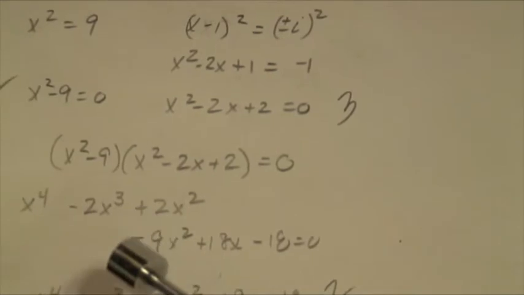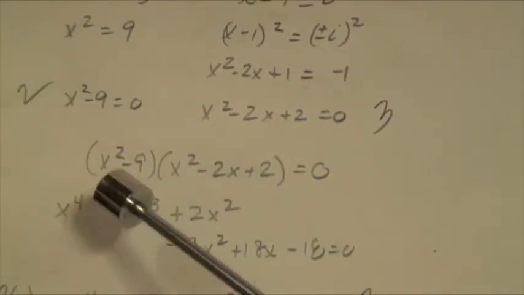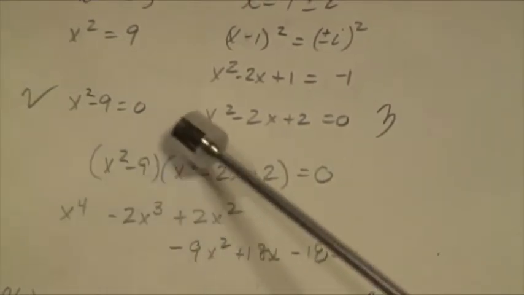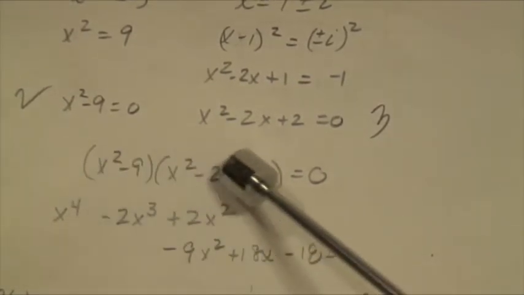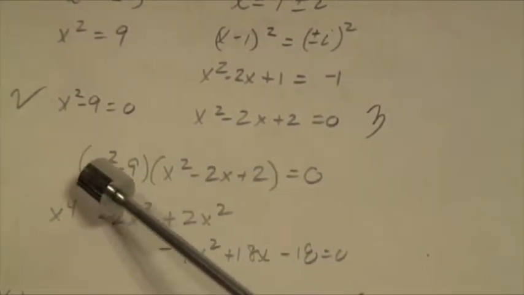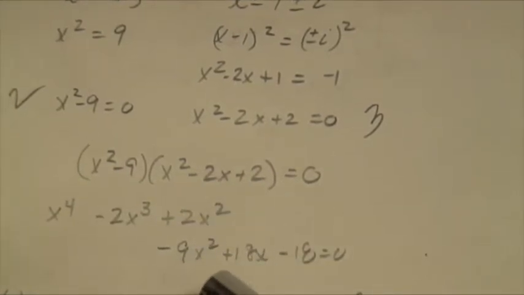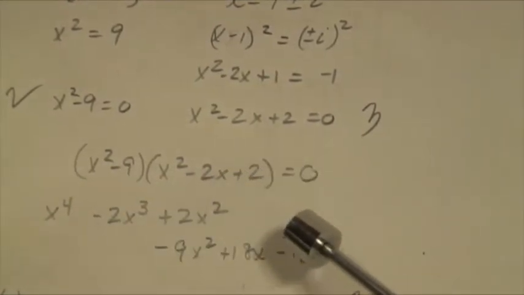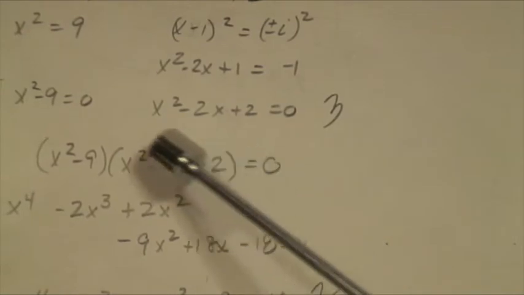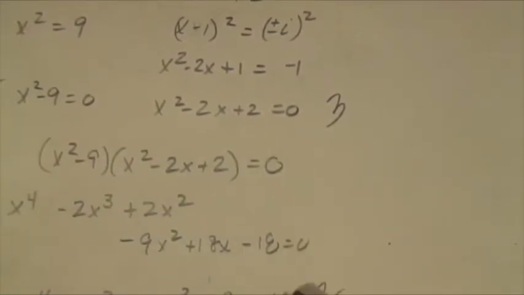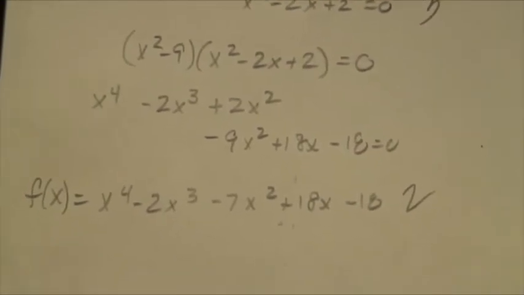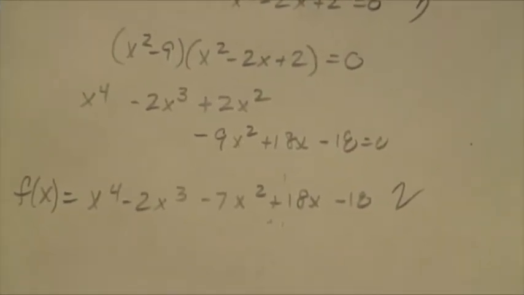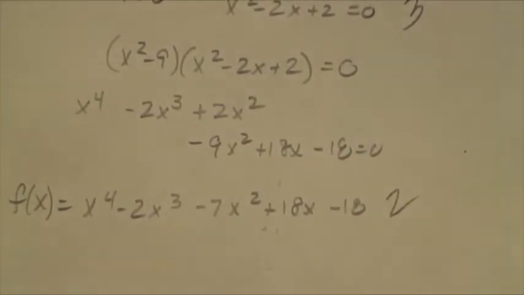We now multiply those two together. That gives me x to the 4th. x squared times negative 2 is negative 2x cubed. x squared times a 2 is plus 2x squared. Negative 9 times x squared is negative 9x squared. Negative 9 times negative 2x is positive 18x. Negative 9 times positive 2 is minus 18. Combine those two middle terms, and there's my final answer, x to the fourth minus 2x cubed minus 7x squared plus x minus 18.